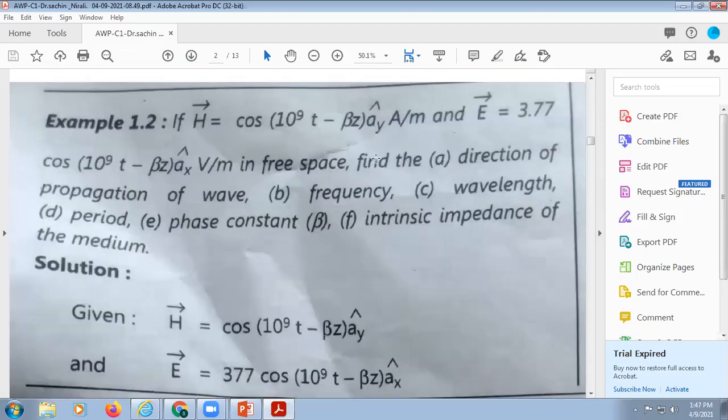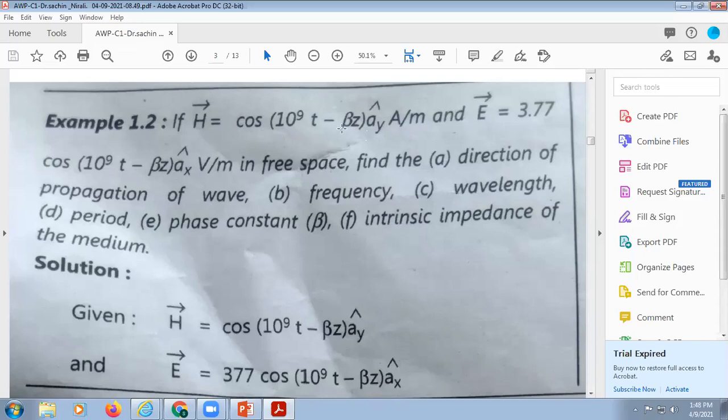And the next numerical, take this numerical, this is related to the magnetic field. If H is equal to cos in bracket 10 raised to the power 9 t minus beta z, bracket close, ay. See here, in the first numerical the electric field was there and that was lying in the direction of ax. All of you pay attention. In the previous one the electric field had the direction ax. Here the magnetic field has the direction ay.